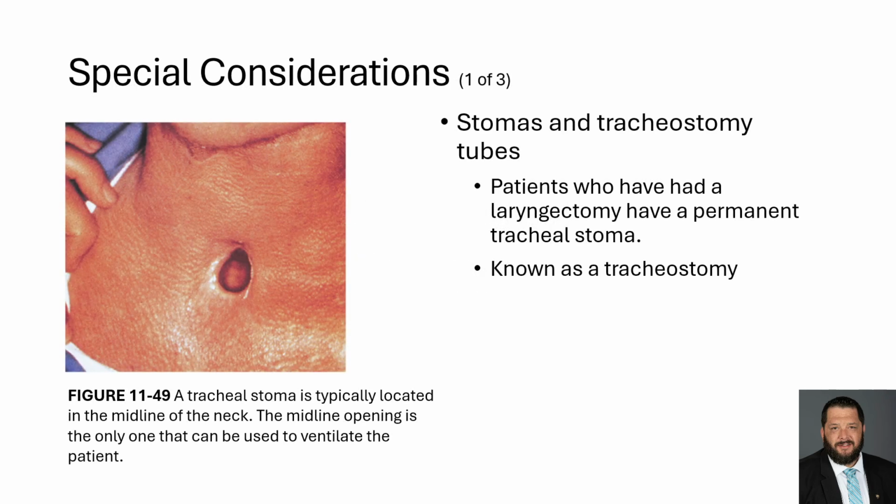First of all, let's talk about some special airway considerations for patients that you may encounter in the field as an EMT. Stomas and tracheostomy tubes are a fairly common occurrence that you may see when encountering patients in the field. These are patients who have had a laryngectomy or have a permanent tracheal stoma known as a tracheostomy. This is a surgical procedure where a breathing tube was placed for the patient to use as ventilation assistance over a long period of time.